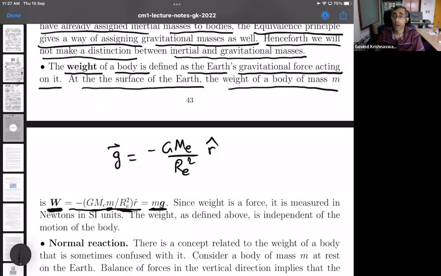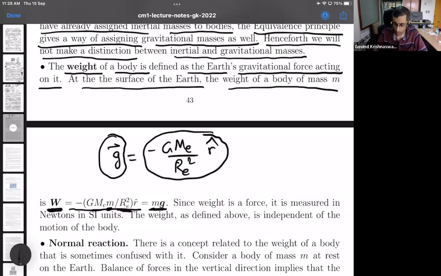Anyway, I hope as part of this discussion, you have realized where this acceleration due to gravity comes from in the context of Newton's law of gravitation. It is something that can be deduced from it. Now, this weight is a force, so that is how we have defined it. So it must be measured in newtons, in SI units.